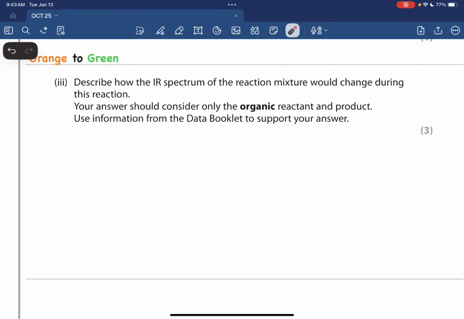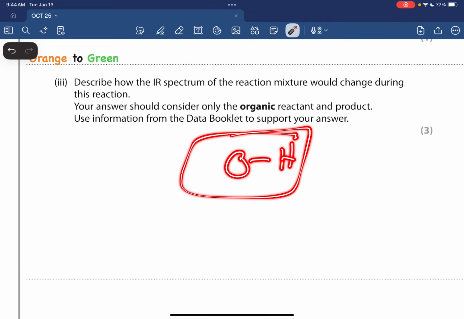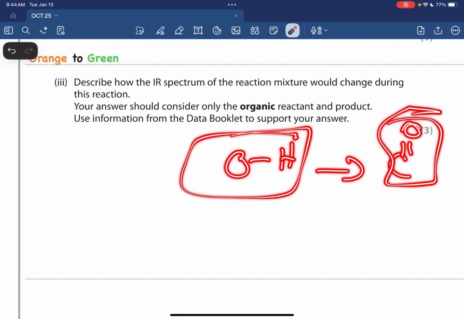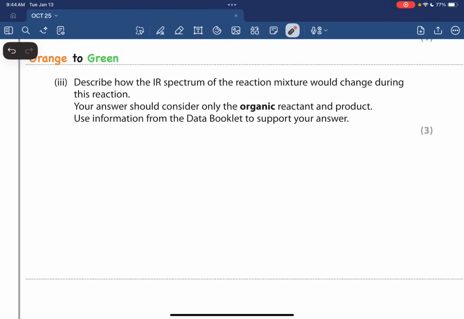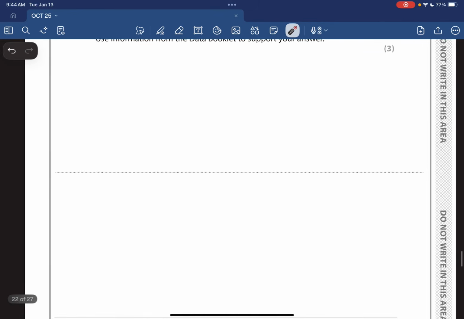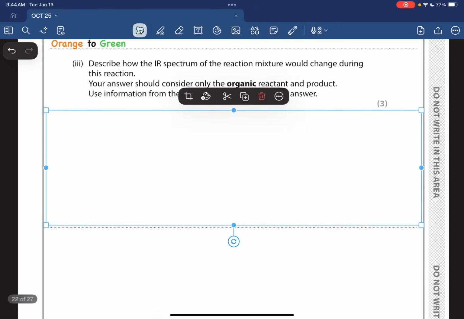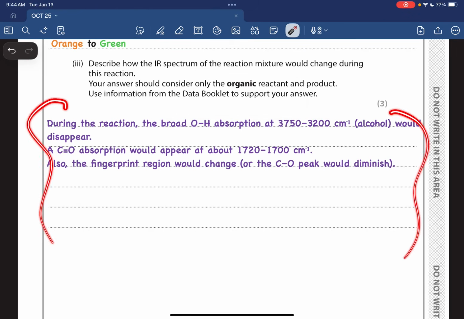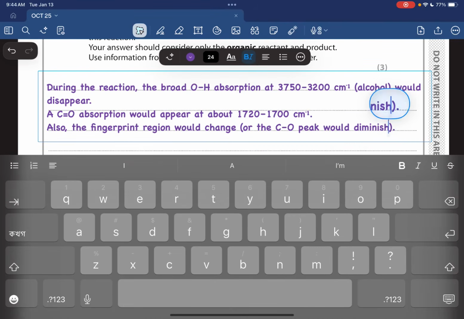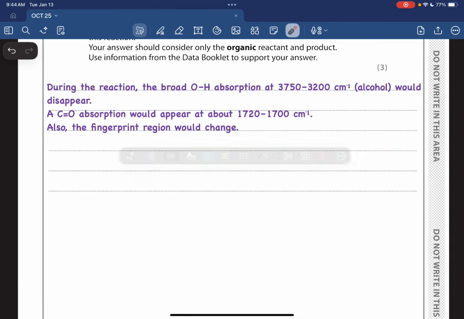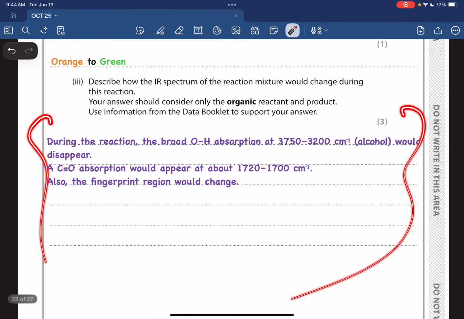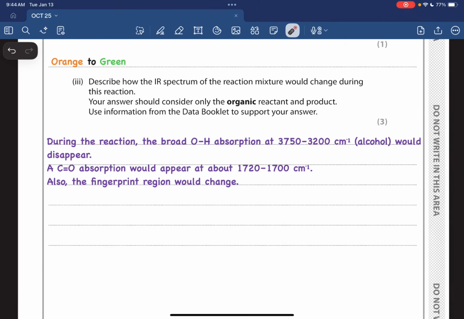Also, the alcohol has a fingerprint region, and the ketone, on the other hand, has a fingerprint region. So the two fingerprint regions are not going to be the same. Since these are going to be different compounds, the fingerprint region is going to change as well. Okay, so that's just what I have written over here. Just take a reading into it. This is kind of redundant, we don't even need to write this down. So that's it. This is what I have written over here. I'm not going to the data booklet at this one.